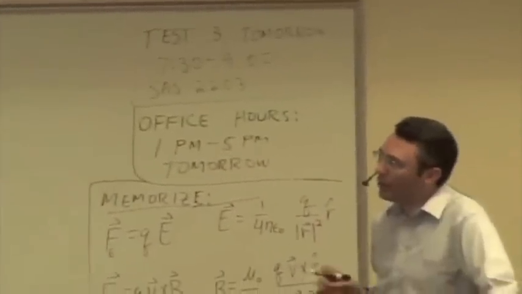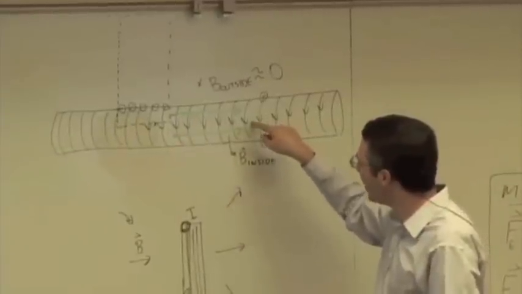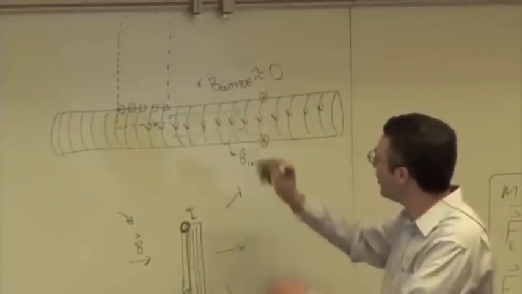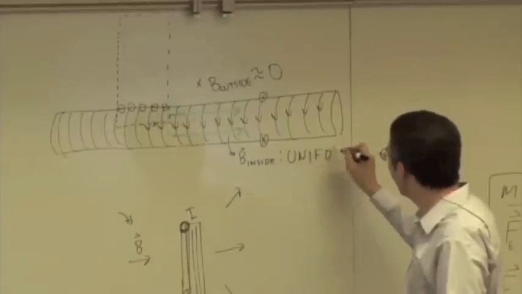But all we need to know for this particular example we're going to talk about is that the magnetic field inside is non-zero and uniform. It's actually uniform inside as well.